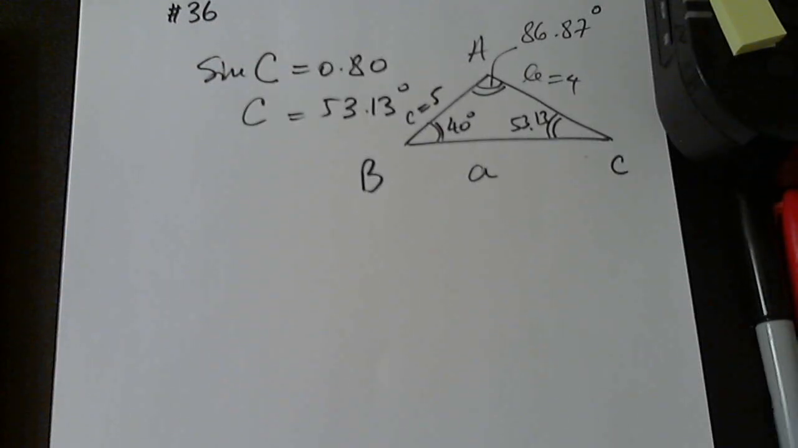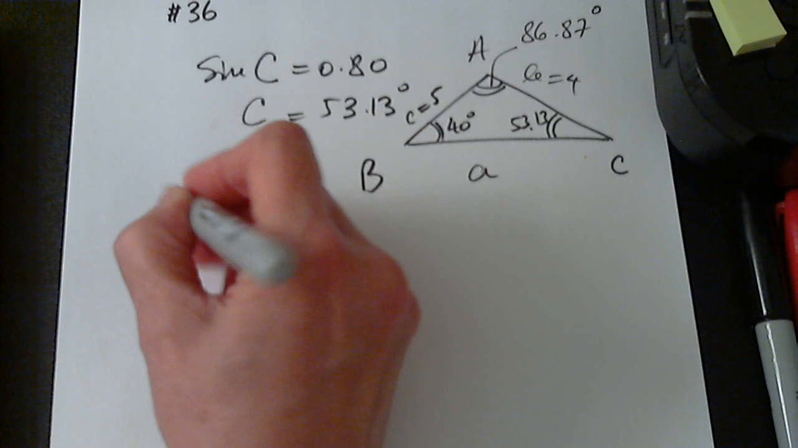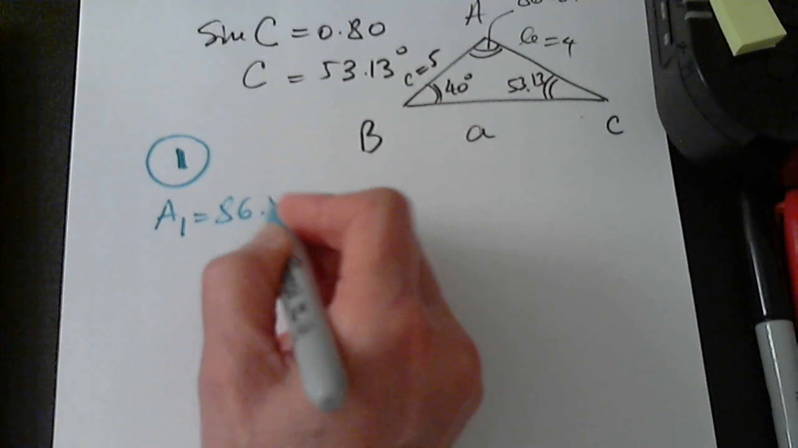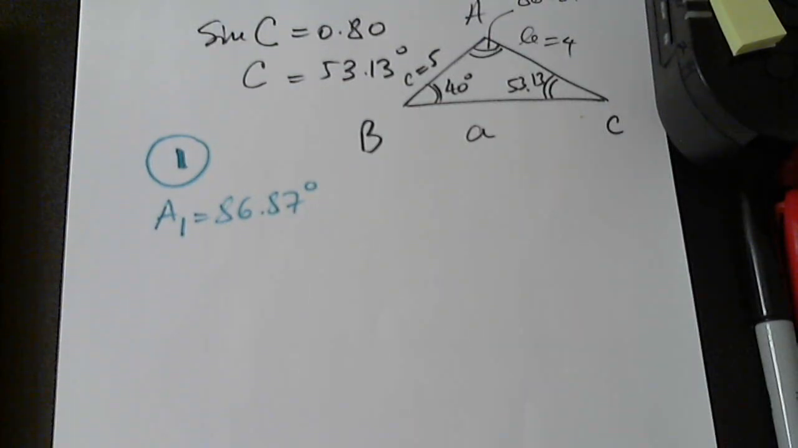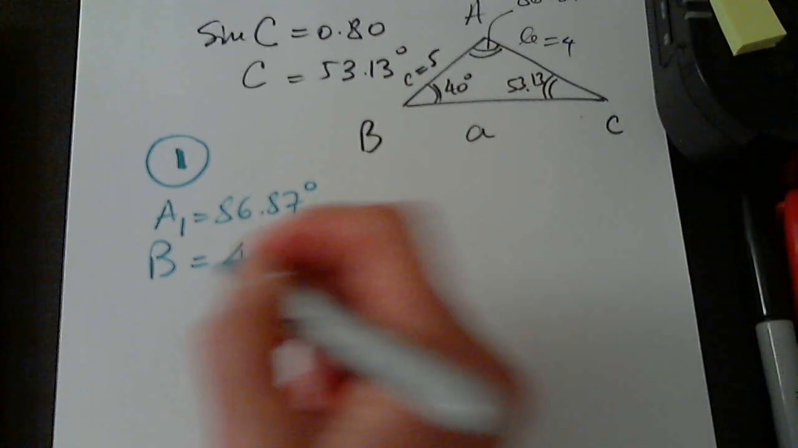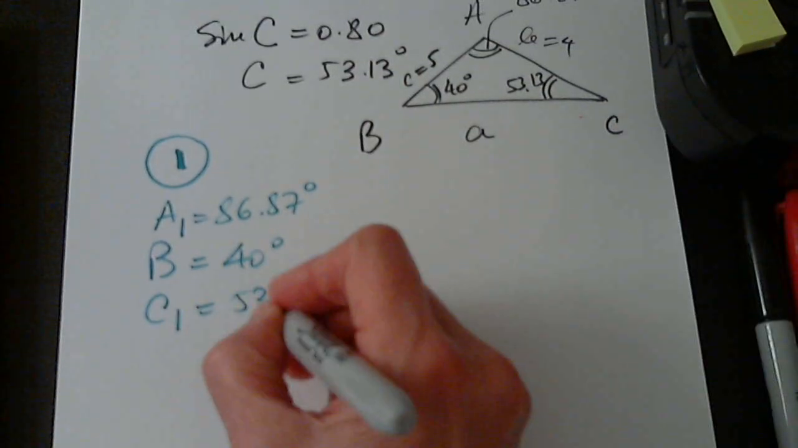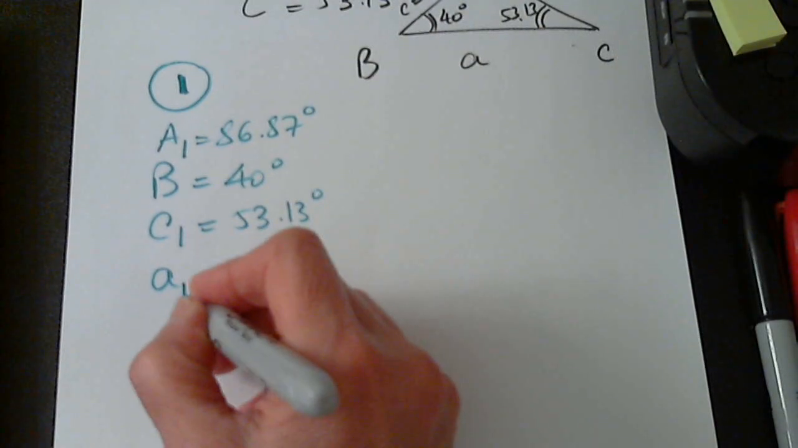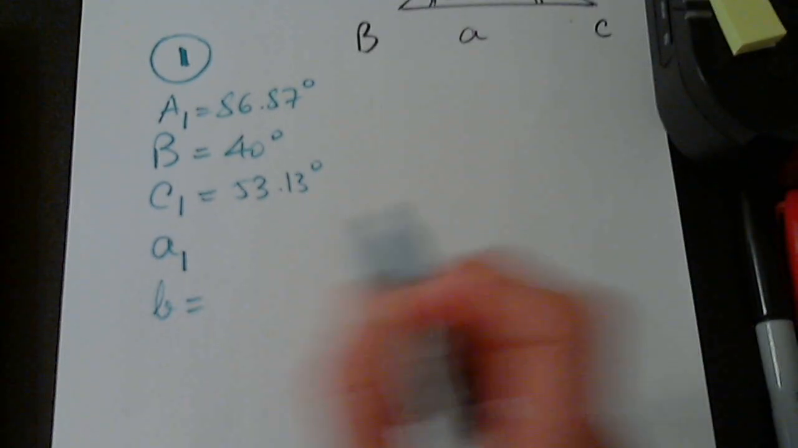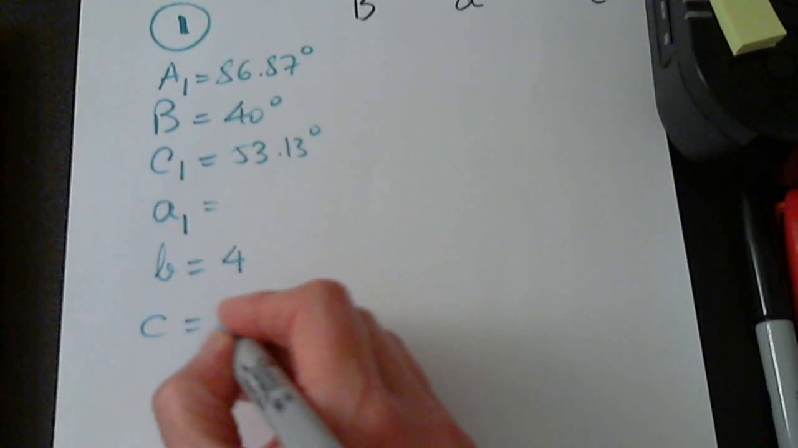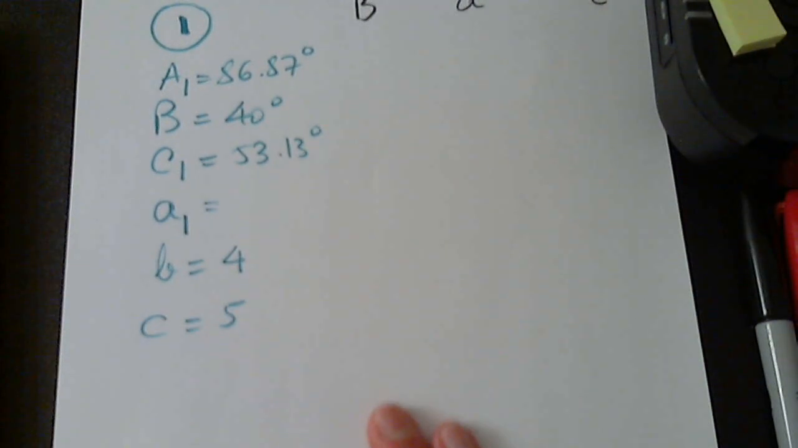So the first possibility, case number one, is A1 equals 86.87 degrees. There is no B1 and B2. B is fixed because it was given to us. So B equals 40 degrees. C1 equals 53.13 degrees. Lowercase a was not determined yet. Lowercase b is absolutely fixed. It was given to us as 4. And lowercase c is absolutely fixed. It was given to us as 5.